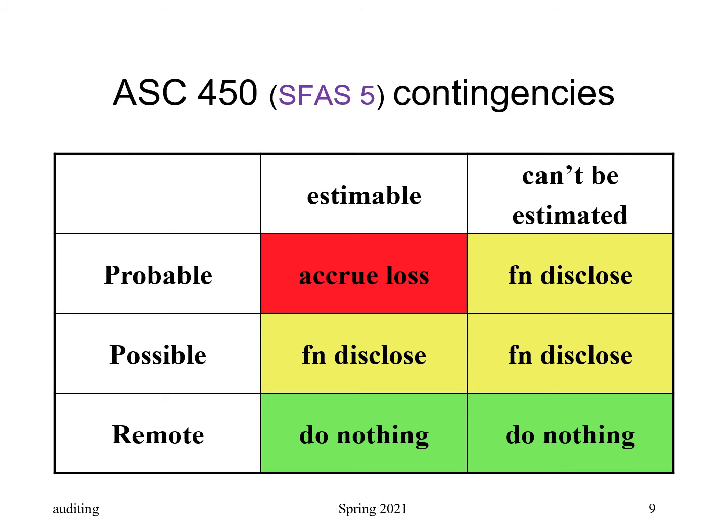Here's the same graphic, just visualized differently. If this helps you visualize it, go for it. If it's probable and we can estimate it, we accrue the loss and make a journal entry. If it can't be estimated and it's probable, we disclose. If it's reasonably possible, we disclose. Remote, we don't do anything.